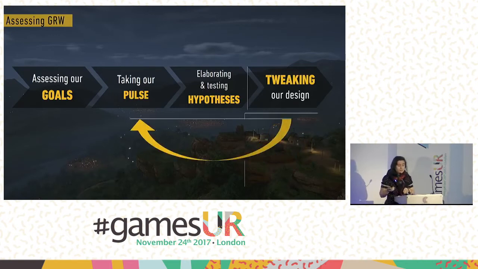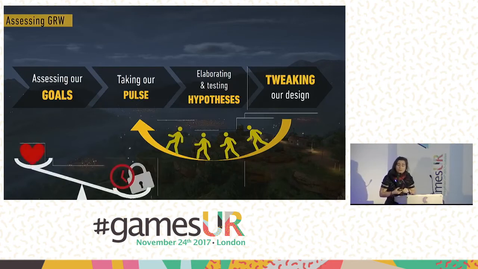Then, once the design was tweaked, we took the pulse of the game again to see how we scored regarding our model of the SDT. When we had facets that were not satisfying enough for players, we continued elaborating and testing hypotheses, then tweaking our design again and again. I would love to present each of these results, but we had around 30 tests, and I would not have time to present them.